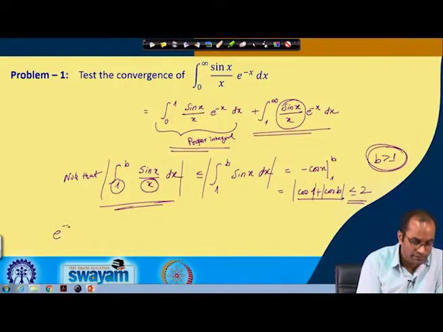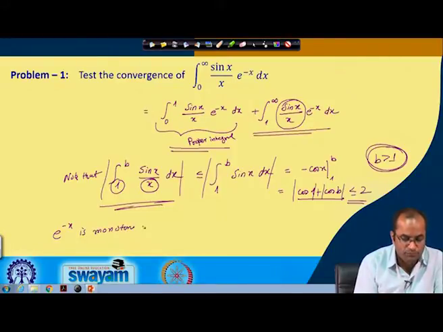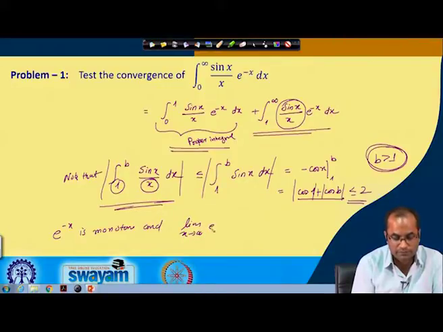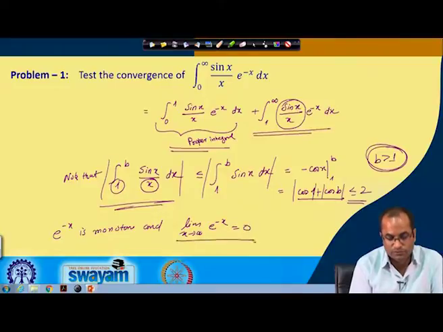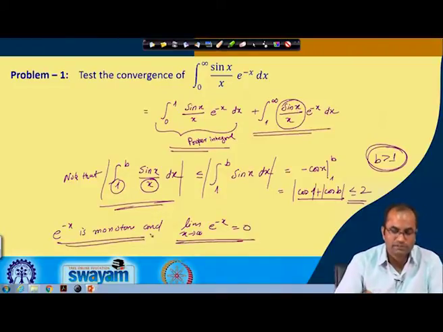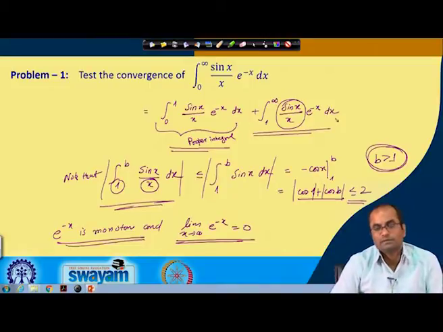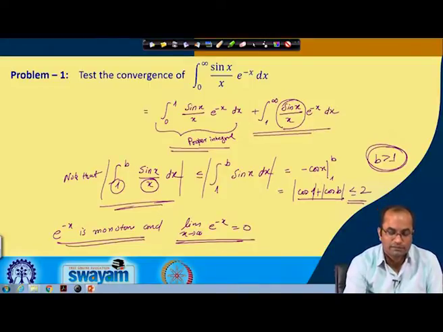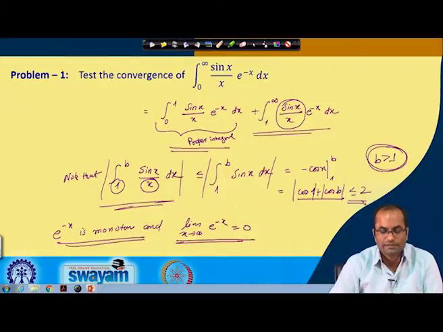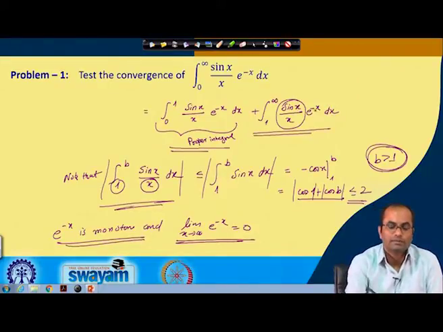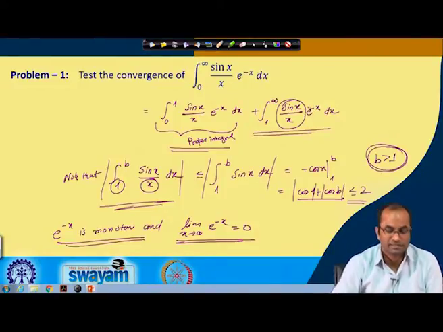The exponential minus x function is monotone and it approaches 0. If we take the limit as x approaches infinity, e power minus x approaches 0. So, we have that property also satisfied. Then we can use the Dirichlet test, because for the one integral with sin x over x, we have seen that it is uniformly bounded, and the other one, g of x, which is e power minus x, is going to 0 as x approaches infinity.